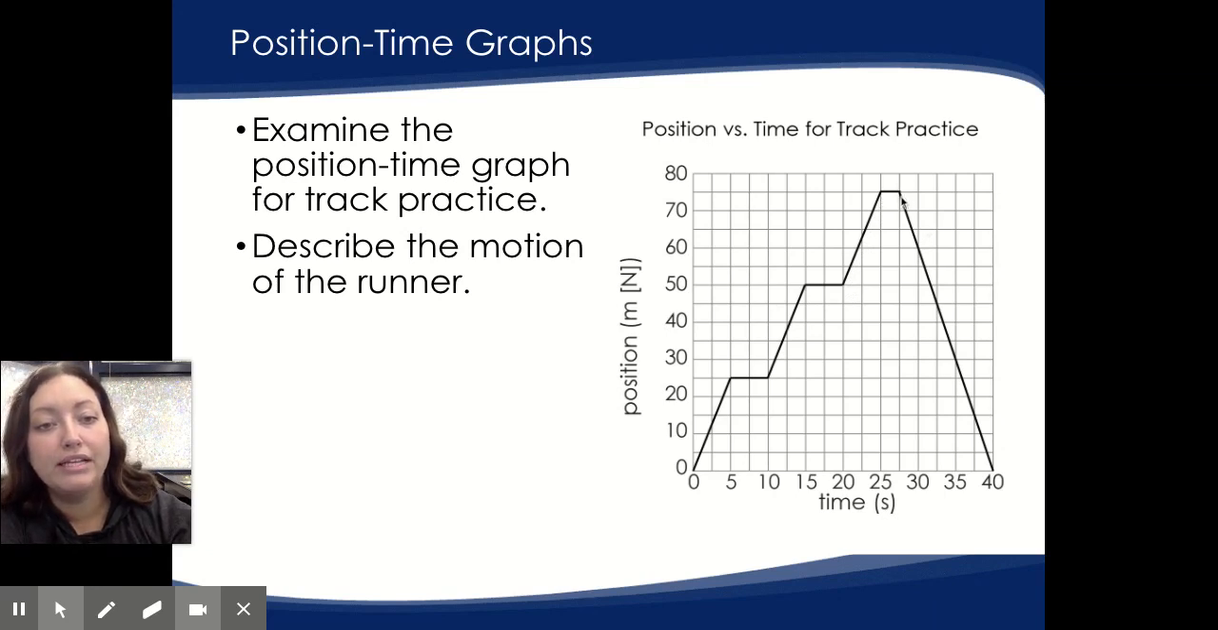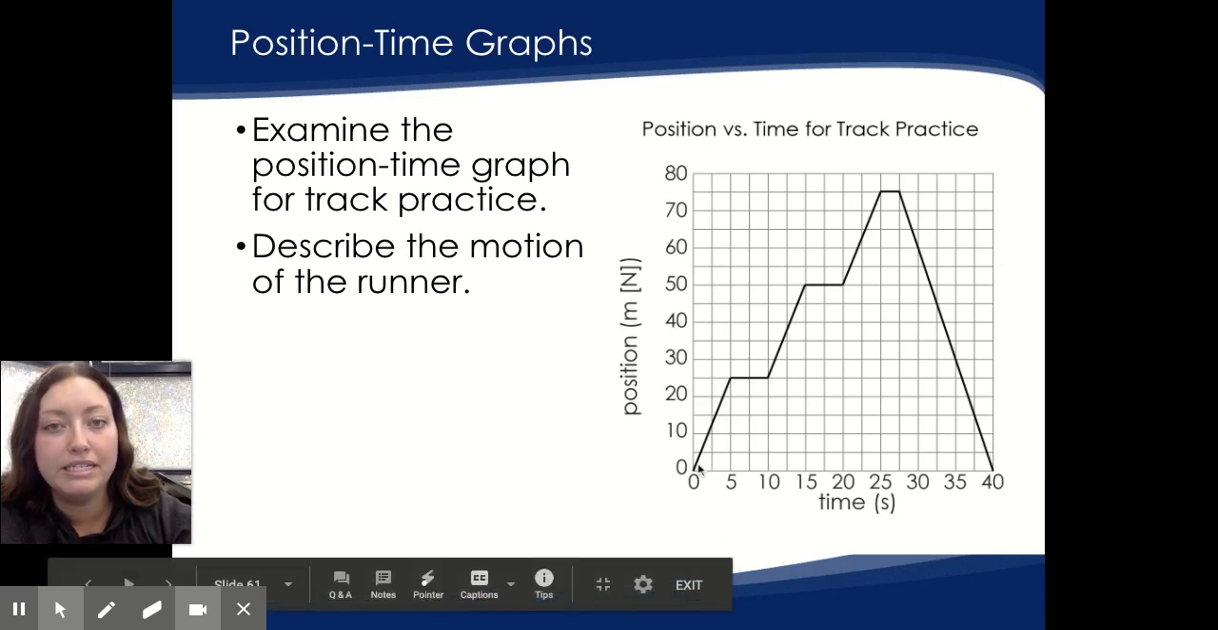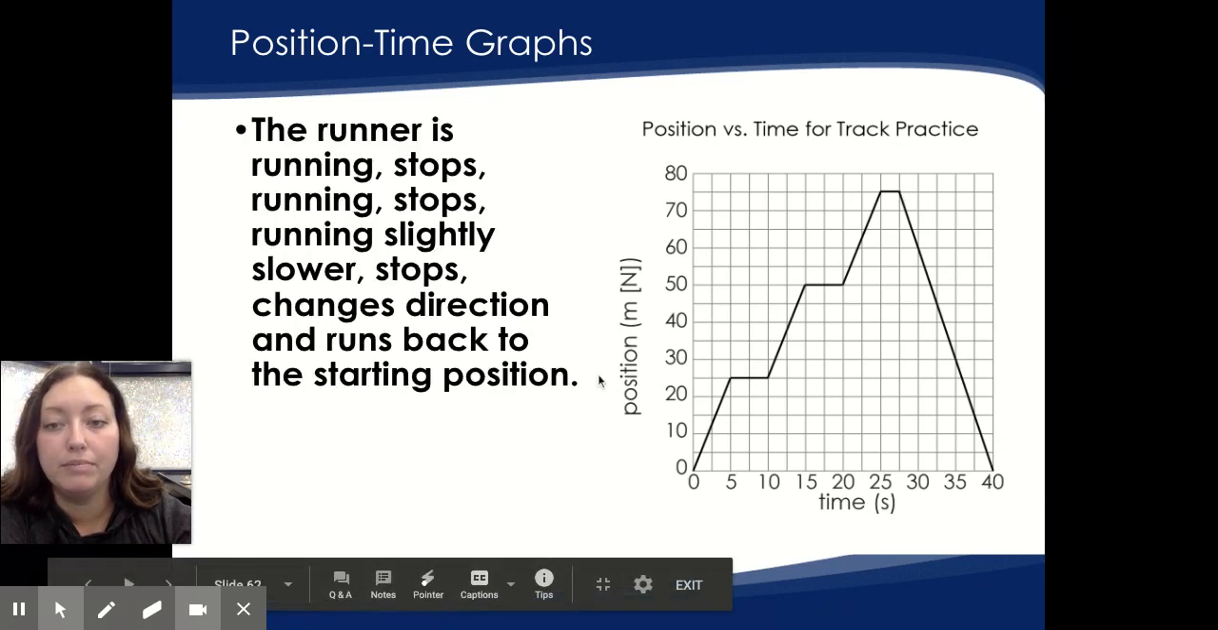Okay, so he's going down. His position is going back to 0. And we know that the position is talking about where you are relative to your reference point. So if we started at 0, and 0 is our reference point, and our line goes all the way back down to 0 for position, that means we turned around and went back to our starting point. Okay, so the motion of this runner is that he runs, he stops, he runs, he stops, he runs, he stops, and then he turns around and runs back home.